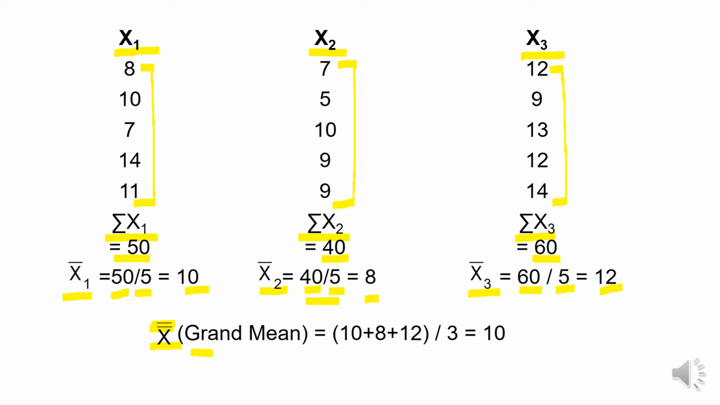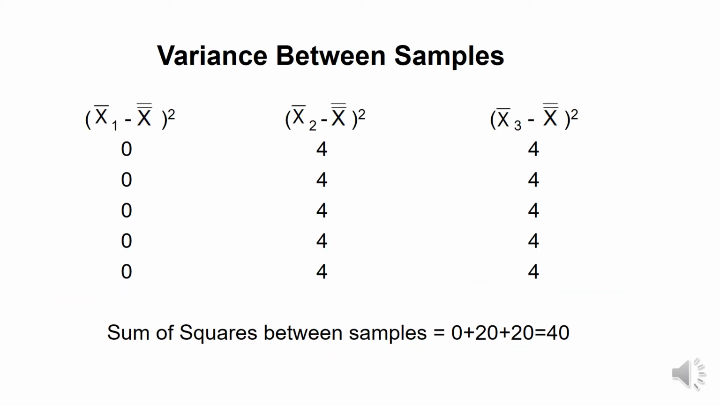So the grand mean in this case is the mean for variable 1, that is 10, the mean for variable 2, that is 8, the mean for variable 3, that is 12. 10 plus 8 plus 12 divided by 3. So what we get, 30 divided by 3 is equivalent to 10. Now we will calculate the variance between the samples.